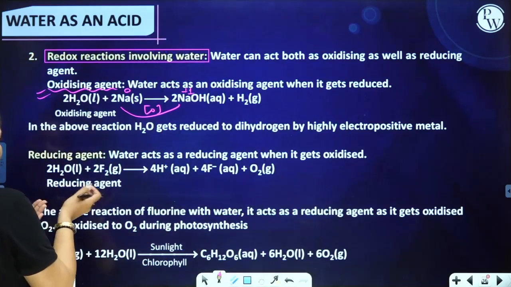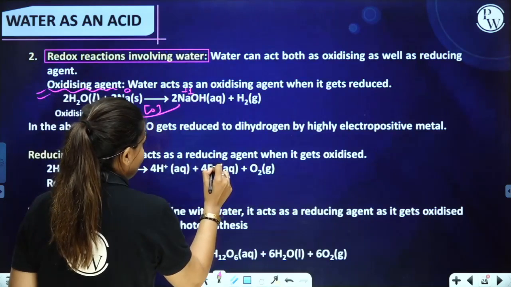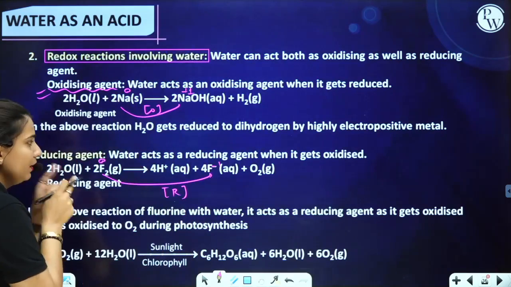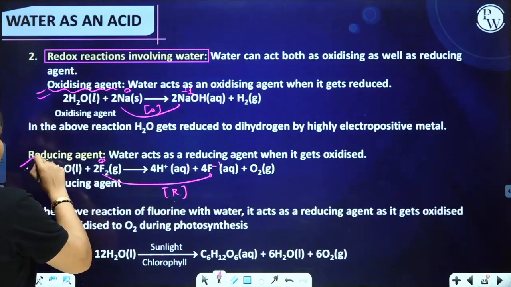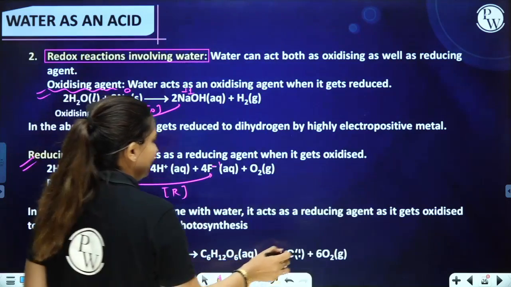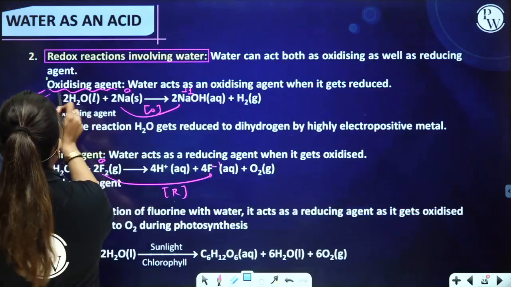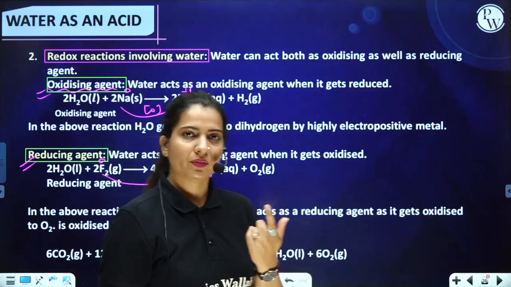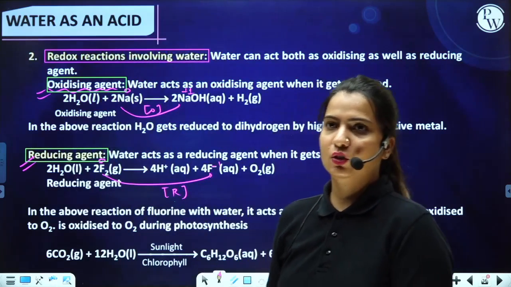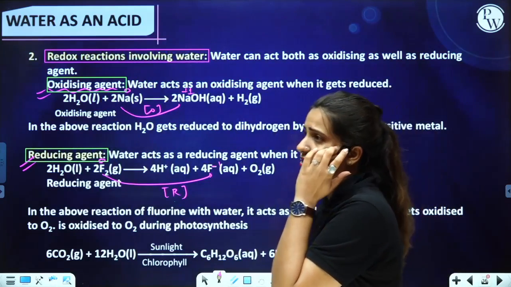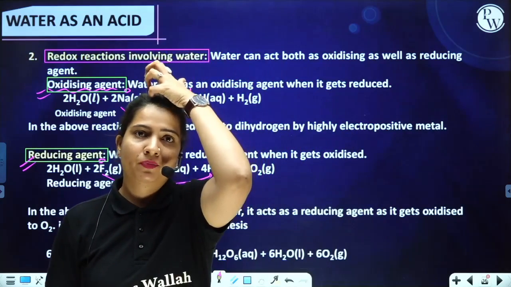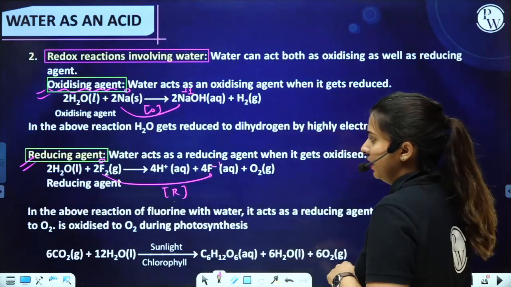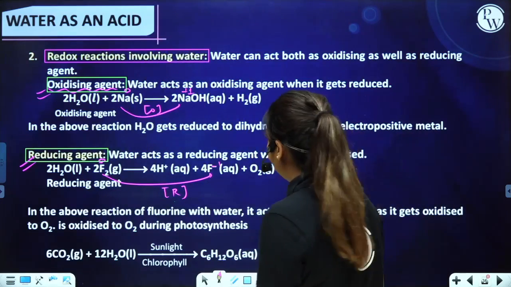Whereas in the other case, fluorine is getting reduced. In the other case, fluorine is undergoing reduction. So with the help of water, we are able to perform this reduction. So here it is acting as a reducing agent. So water can act both as an oxidizing agent and as a reducing agent. You need to remember, you have to see the reaction. With the help of the reaction, you have to identify the behavior of water in the particular reaction, right?